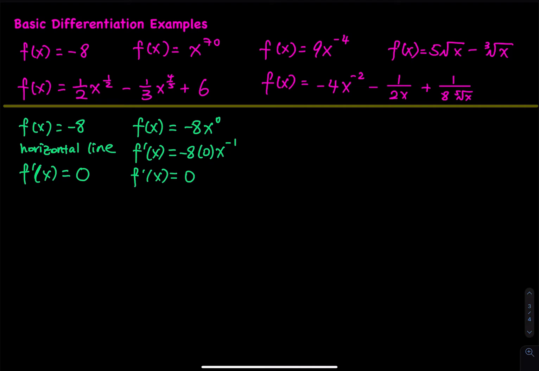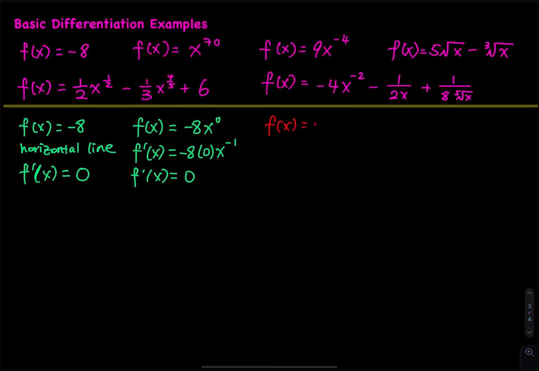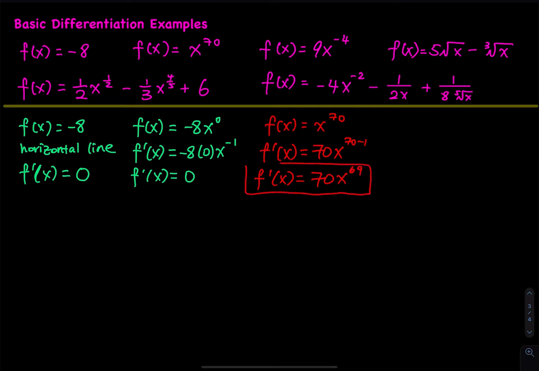All right, the next one is f of x equals x raised to the 70th power. So f prime, you bring the 70 down, and then take the 70 minus 1. So f prime of x is equal to 70 x raised to the 69. Do you need to show the second line if you can do the -1 mentally? The answer is no. With a little bit of practice, you do not need to show the second line anymore.